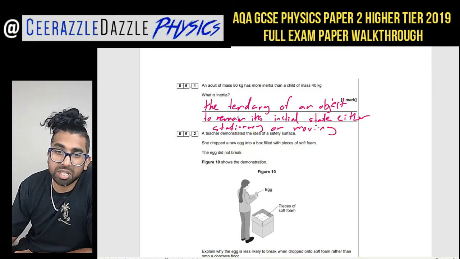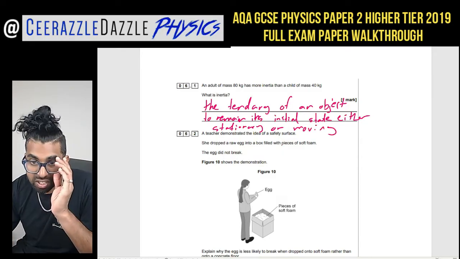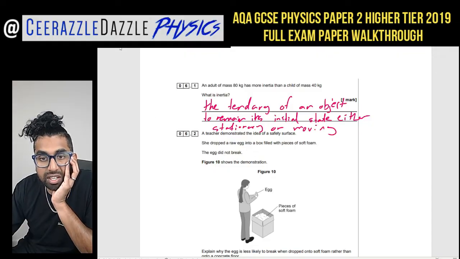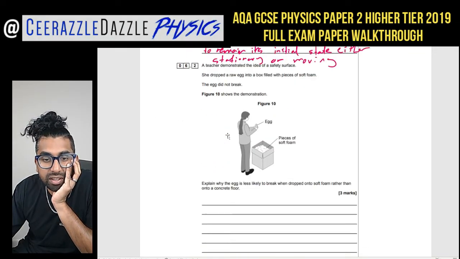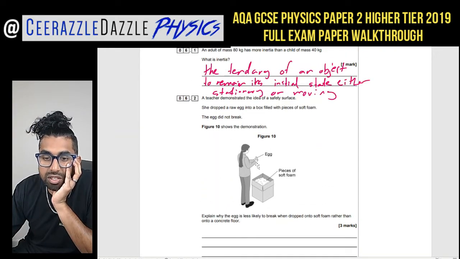Okay, the next one, 6.2. A teacher demonstrated the idea of a safety surface. She dropped a raw egg into a box filled with pieces of foam. The egg did not break. Explain why the egg is less likely to break when dropped onto soft foam rather than the concrete floor.